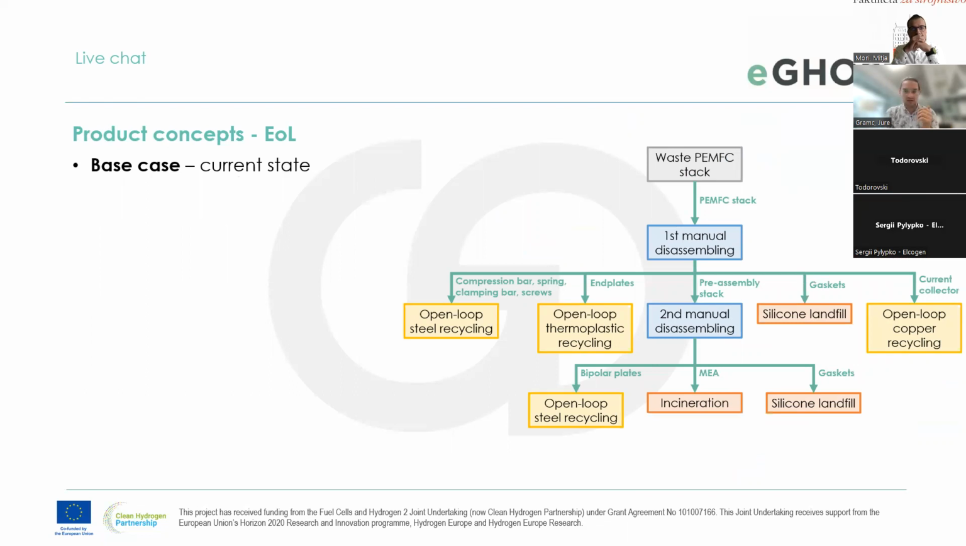First, just how we define the current state. So the base case, fairly simple, just already with known technologies. So we have a lot of incineration, landfill, and open loop recycling. The open loop recycling means that the recycled materials from this project are used on other projects, or they are basically put on a market. Where the closed loop recycling means that we will use the same material in the same product, and in base case we don't have that yet.